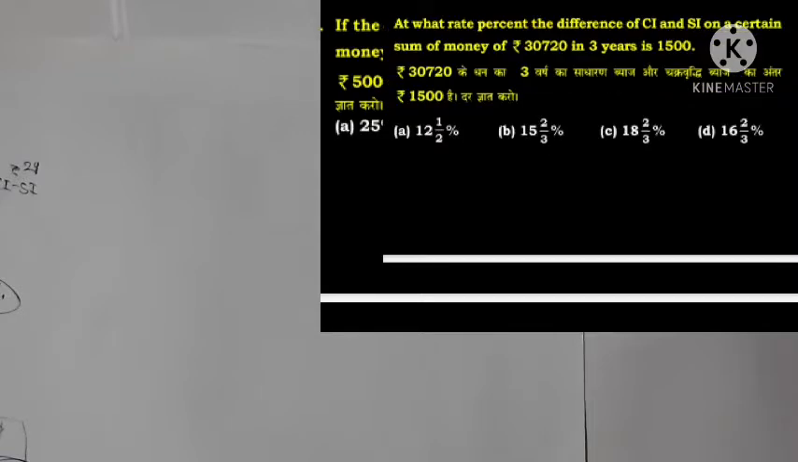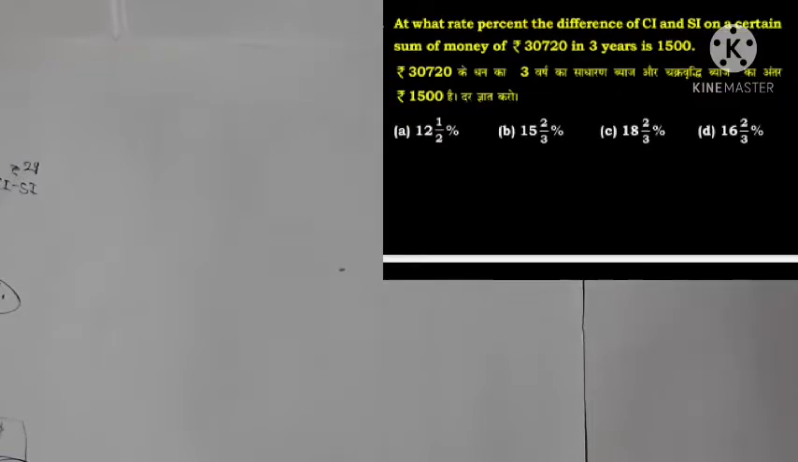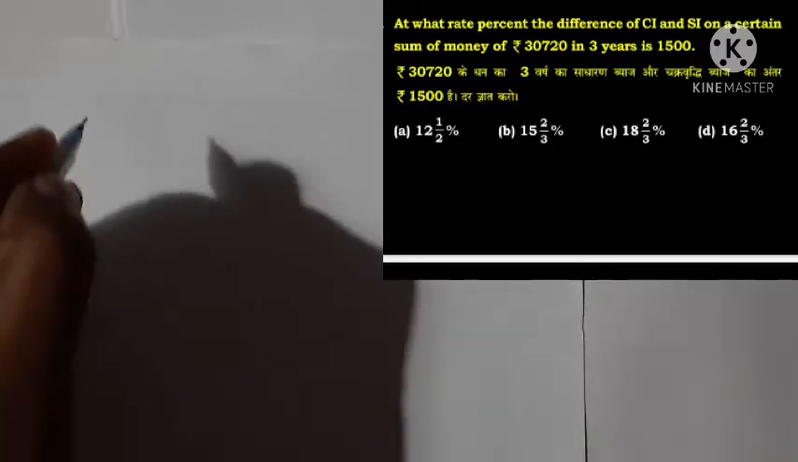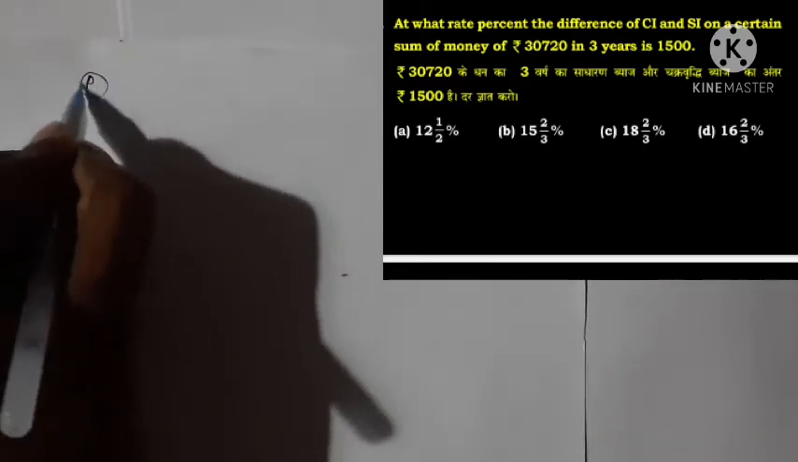At what rate percentage is the difference of CI and SI on a certain sum of rupees 30,720 in 3 years is 1500? So the difference of CI and SI on a certain sum of money in 3 years is 1000. So your principal is P.